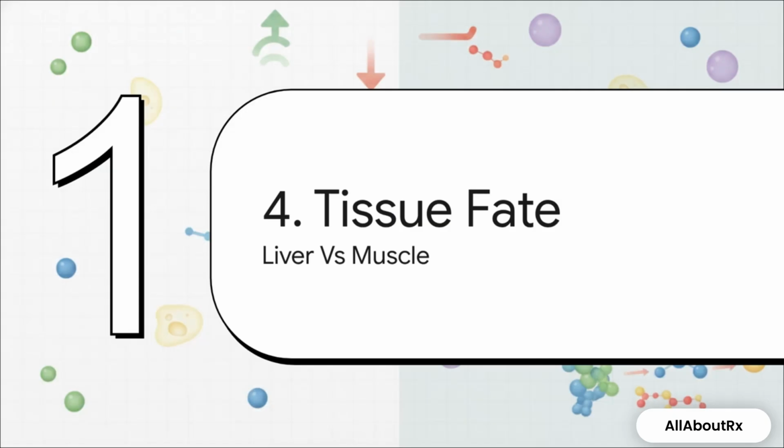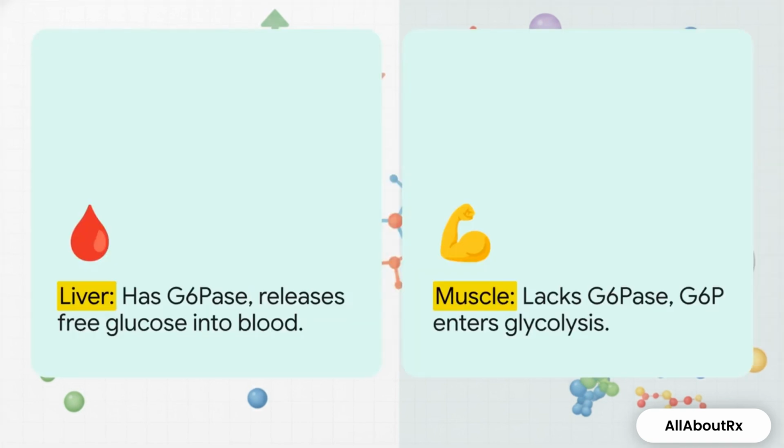Okay, let's talk tissue fates, liver versus muscle. The really crucial thing here is understanding where this newly freed energy actually goes, and that entirely depends on the tissue. This is incredibly high yield for exams. The liver has an enzyme called glucose 6-phosphatase. This lets the liver convert glucose 6-phosphate into free glucose, which it generously pumps right into the bloodstream to feed the whole body.